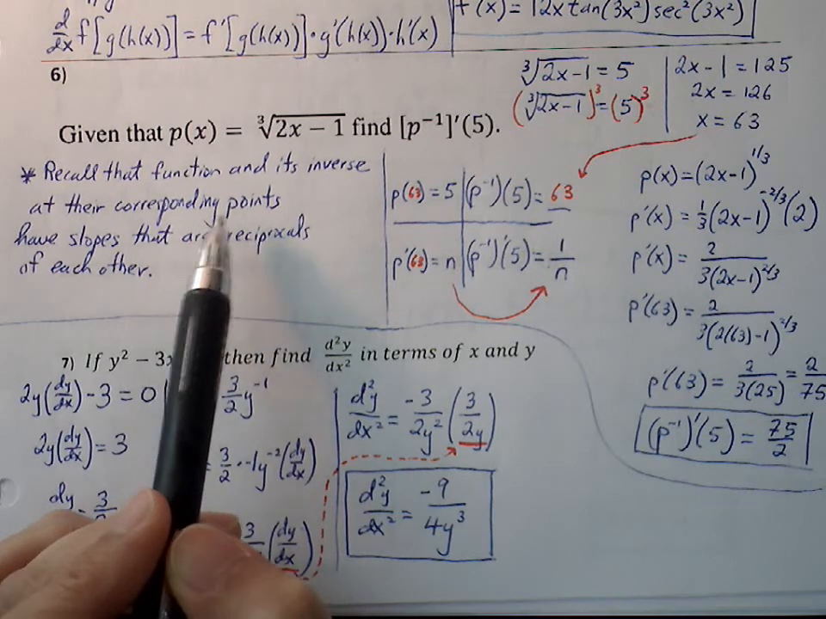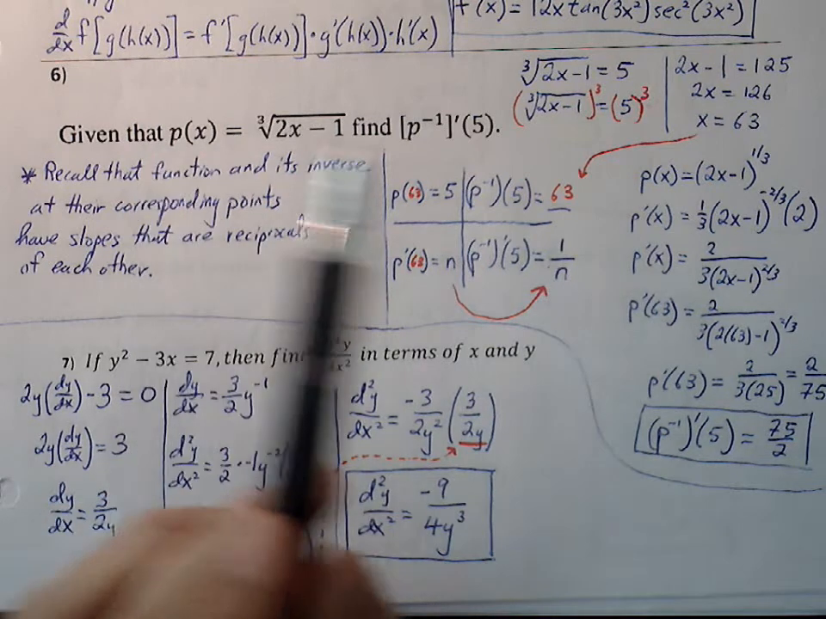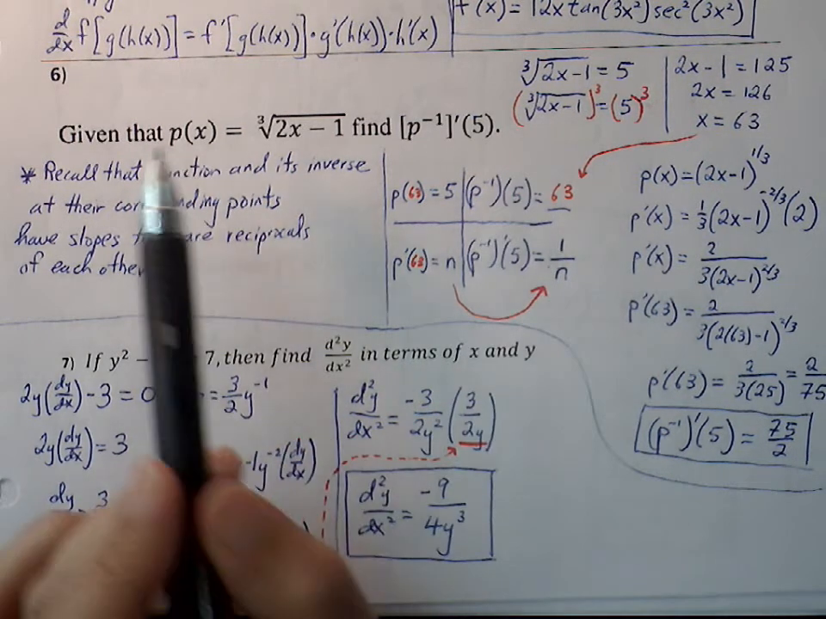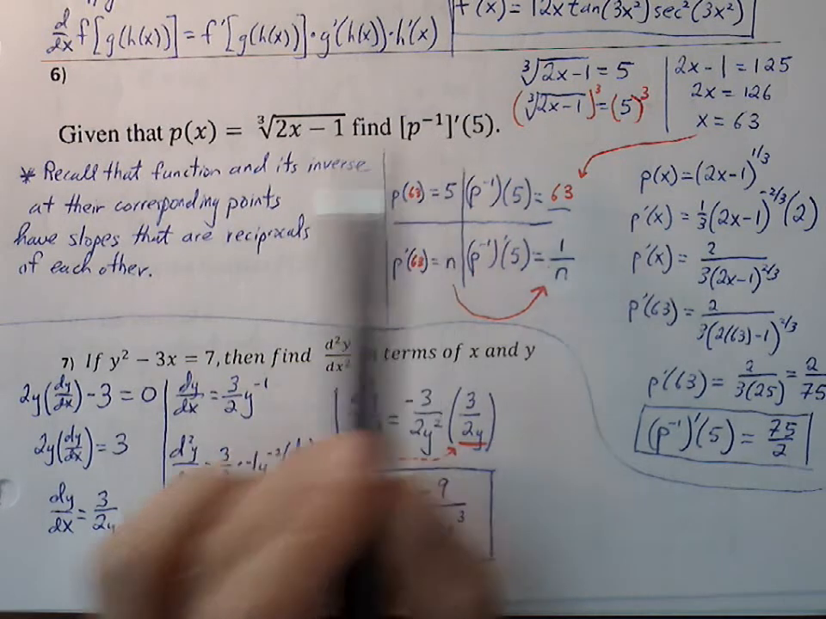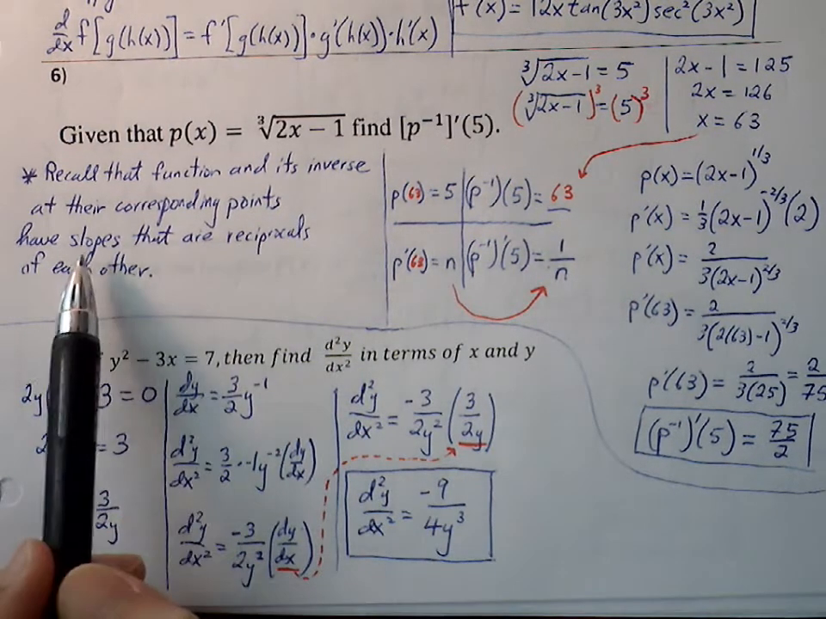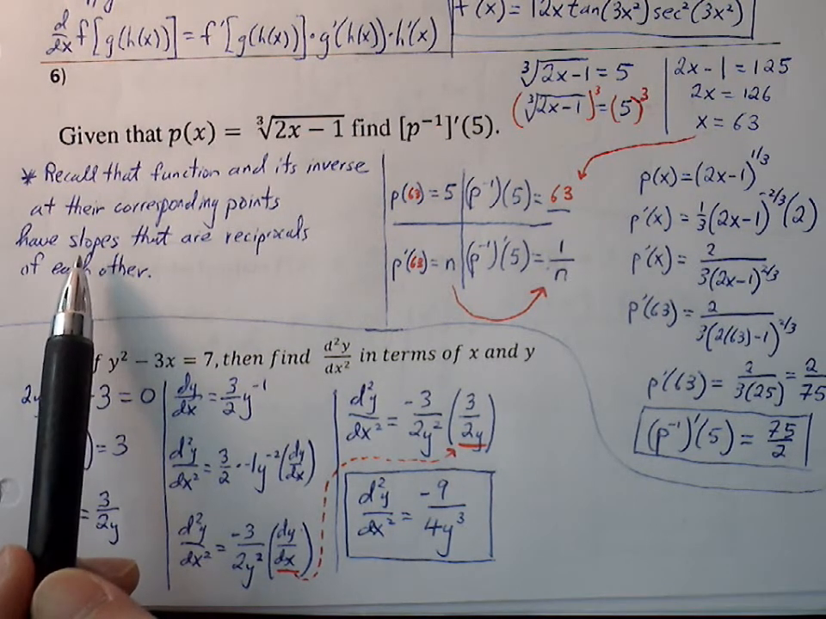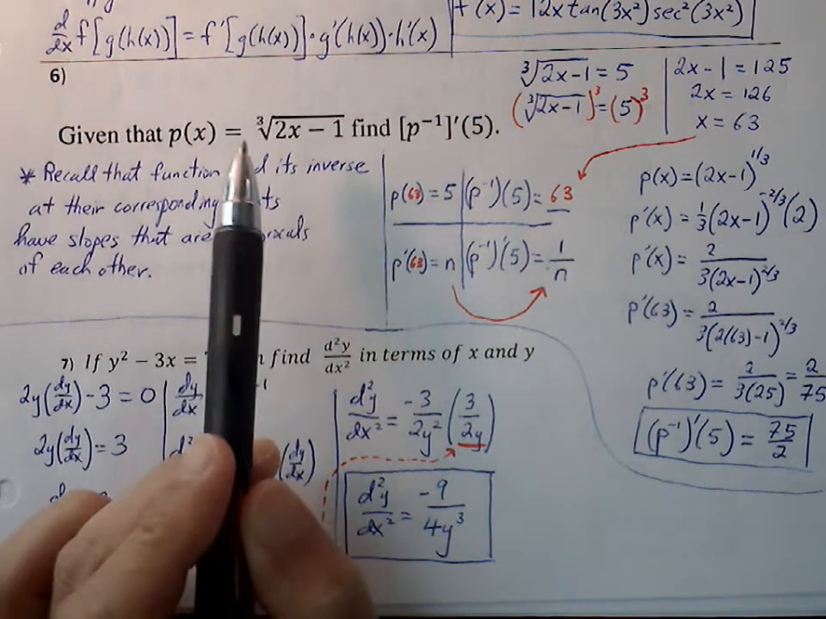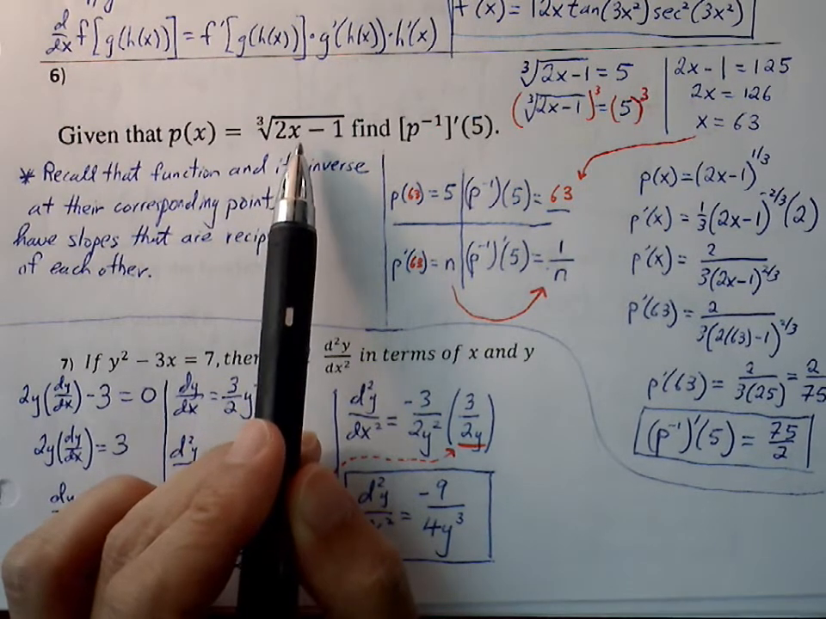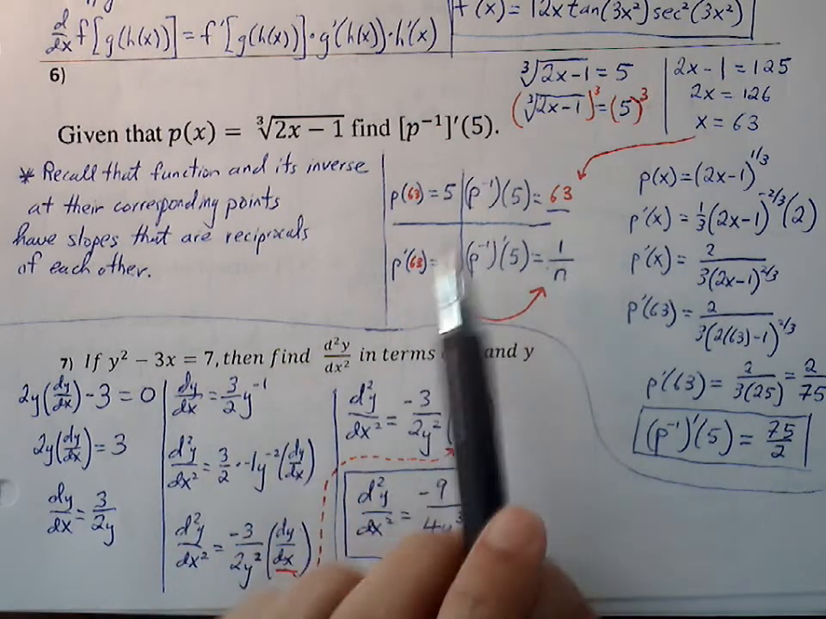That means if the original function has ordered pair 1, 2, then the inverse function must have ordered pair 2, 1. If the original function has 3, 4, then the inverse function must have 4, 3. So at their corresponding points, they have a numeric relationship with the slopes of their tangent lines. Their slopes at the corresponding points will be reciprocals of each other. So if 1/3 is the slope of a graph at a point, then 3/1 is going to be the slope of the inverse at the other point.